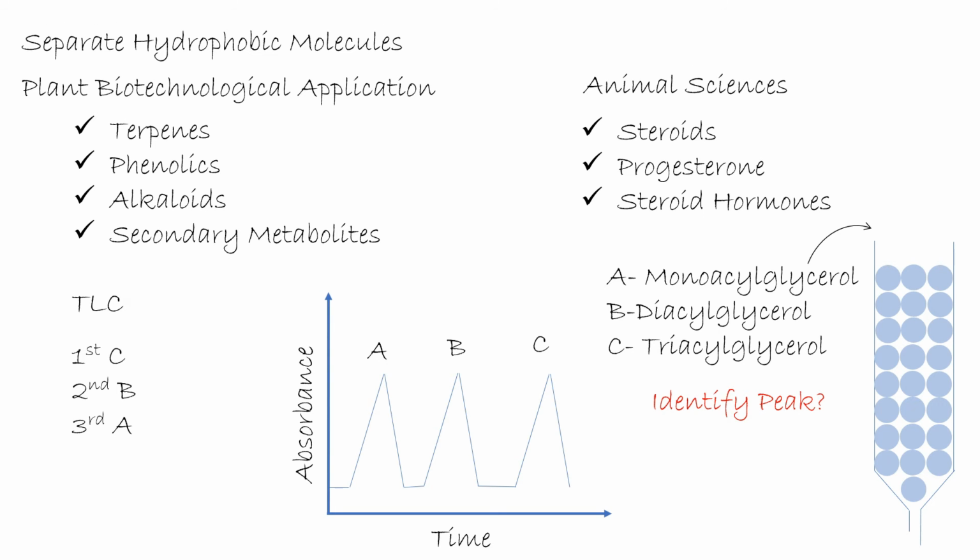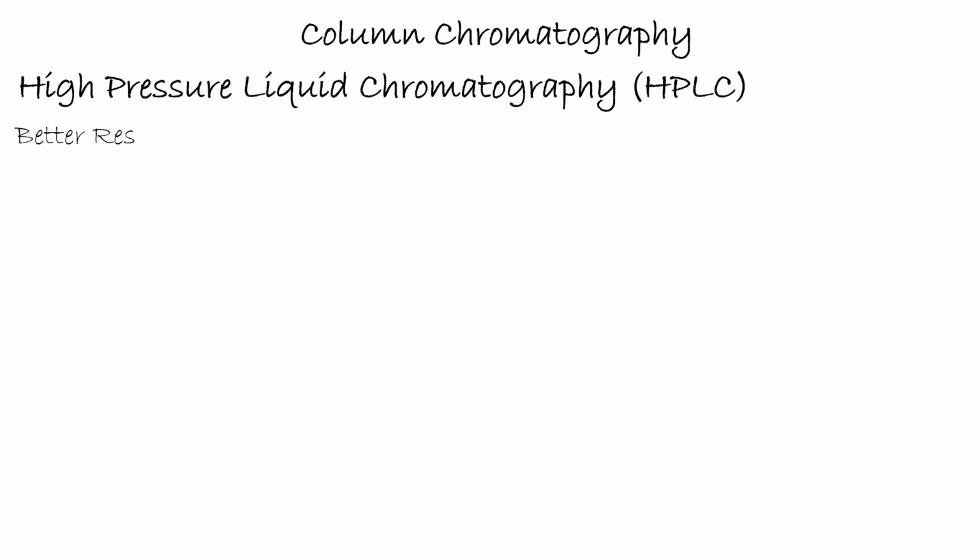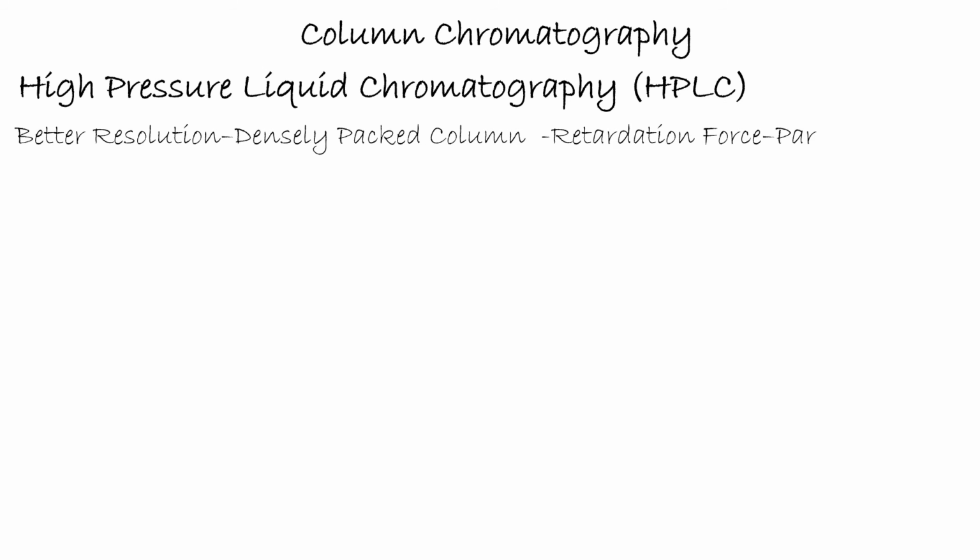Now we will discuss another type of chromatographic technique, which is an automated version of column chromatography, known as high pressure liquid chromatography, HPLC. In this technique, we get better resolution, as the stationary phase is densely packed in the column, which means that when solute molecules try to move through this column, they experience more retardation force due to the increased number of partition plates.